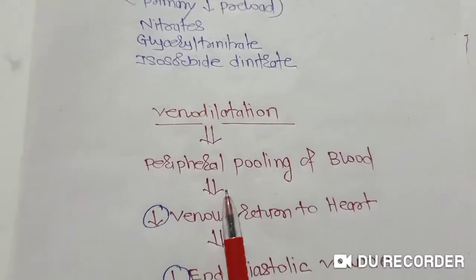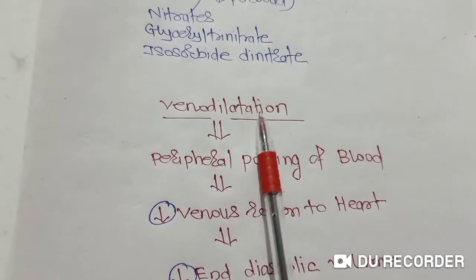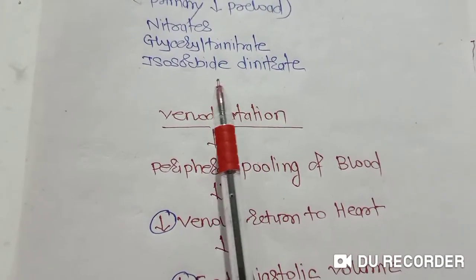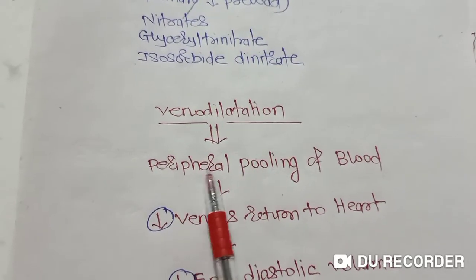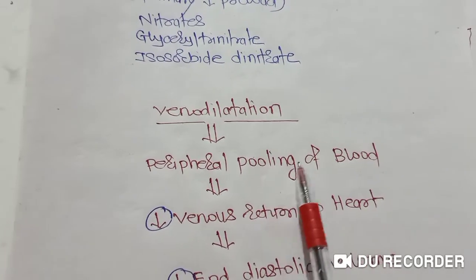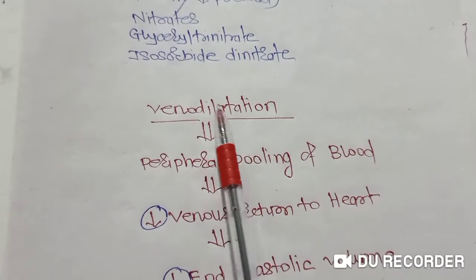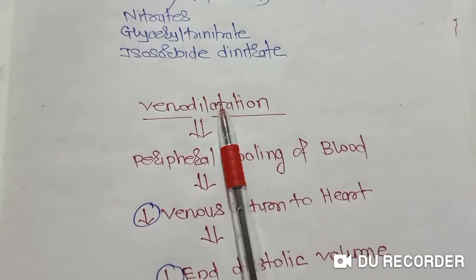So we'll see venodilatation, or dilatation of the veins. Because of the dilatation of the veins, there is a peripheral pooling of the blood from the whole body. There is a peripheral pooling of the blood because there is a venodilatation.